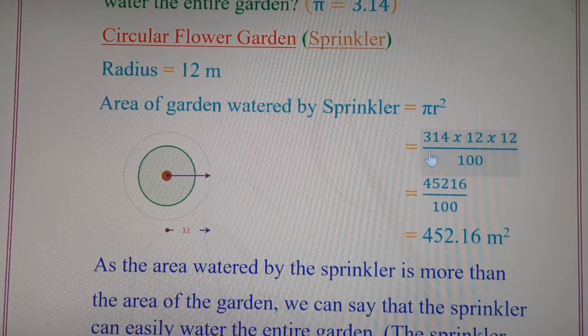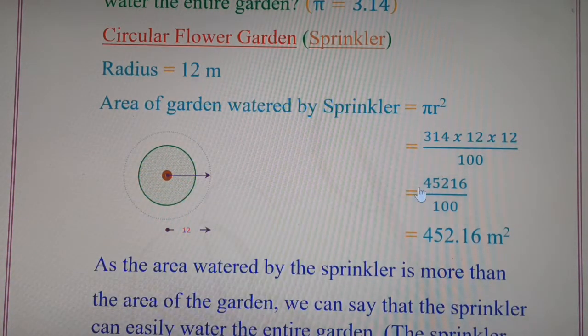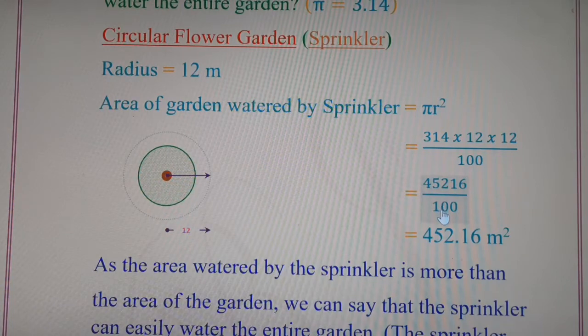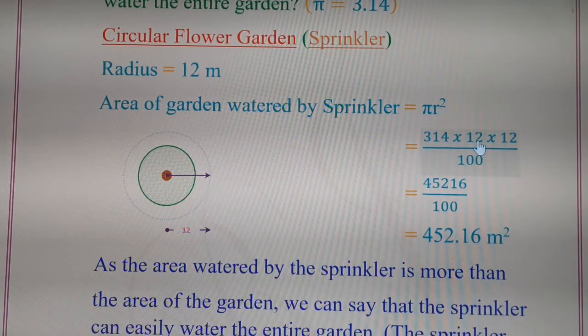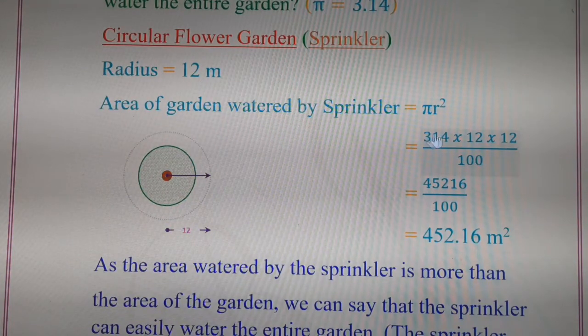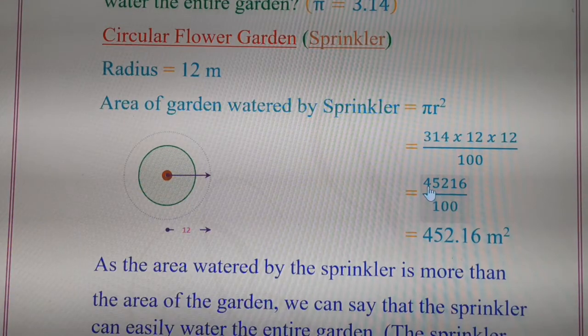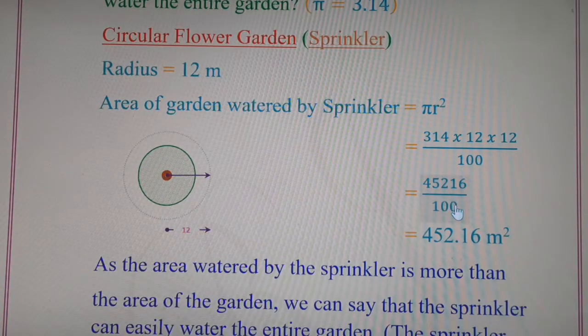Now we have to multiply these numbers and find out the area of the garden in which the sprinkler can water. So that will be 45,216 upon 100. When we multiply 12 twelves, we'll get 144. 144 we have to multiply with 314 and then we have to divide by 100. When 144 is multiplied with 314, our answer will be 45,216. Children, you can check this answer by multiplying in the rough column in your paper or notebook. You will get the answer 45,216 upon 100.